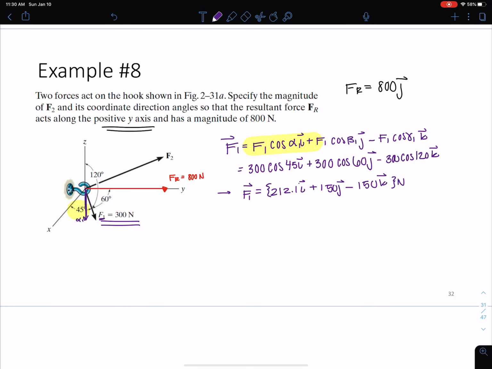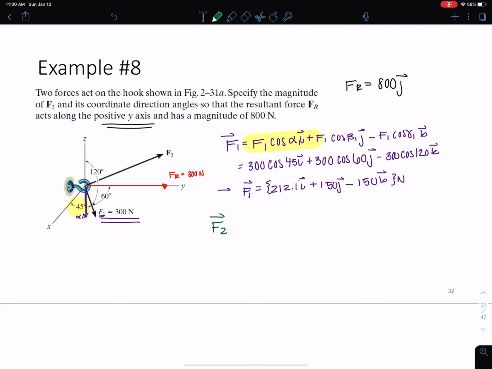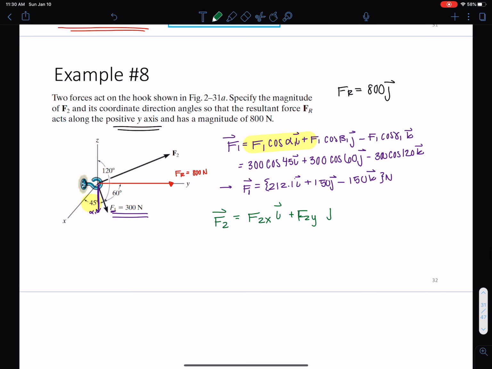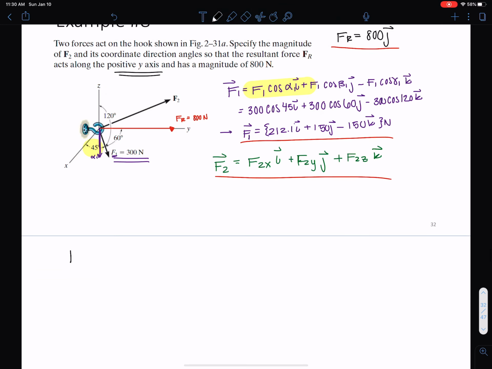Now this is F1. What about F2? I don't know F2, so I'm just going to say that I have some F2x in the i plus some F2y in the j plus some F2z in the k. I have no idea what they are. So now I have my FR, my F1, and my F2, and I know that FR is equal to all the forces, which are just F1 plus F2. If I had more forces, I'd add them, but this is all I have.